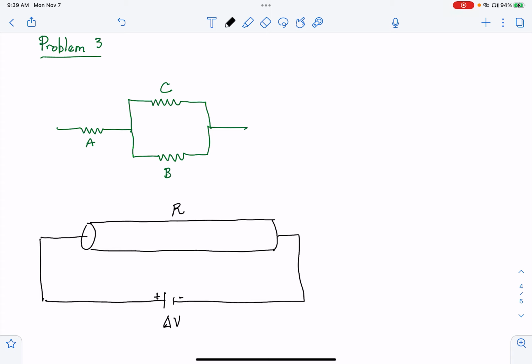This is our R. The same representation can be done like so. That's what this is. All right, delta V.